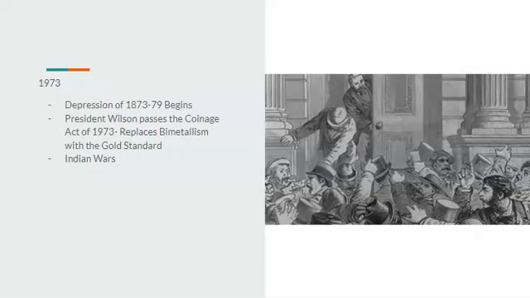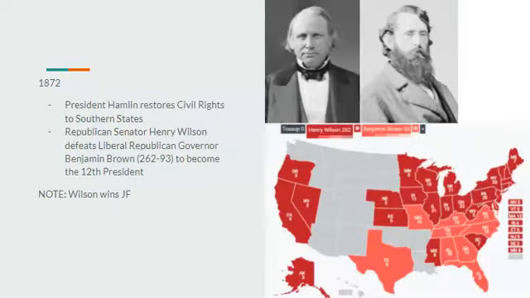1872, there is nothing noteworthy. My mistake, actually, that's wrong. Sorry. In 1872, President Hamlin would restore civil rights to the southern states, and he does not run for a fourth term. However, Republicans do nominate Massachusetts Senator Henry Wilson to run against Missouri Governor Benjamin Brown, who is running under the Liberal Republican Party, and Henry Wilson does end up defeating Benjamin Brown 262 to 93 to become the 12th president, and Wilson would win the state of Jefferson.